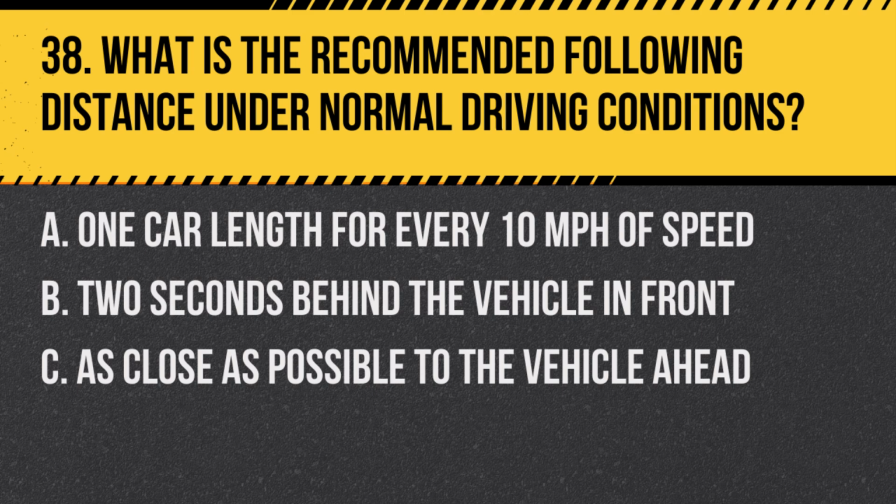Question 38. What is the recommended following distance under normal driving conditions? A. 1 car length for every 10 miles per hour of speed. B. 2 seconds behind the vehicle in front. C. As close as possible to the vehicle ahead. Answer. B. 2 seconds behind the vehicle in front. This distance provides enough time for reaction and stopping in case of sudden changes.